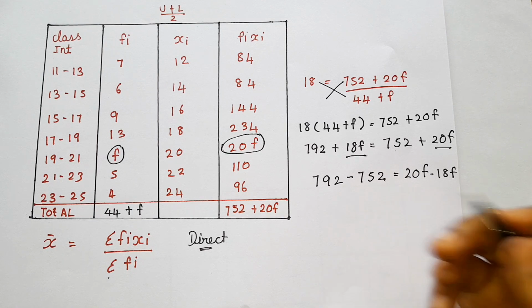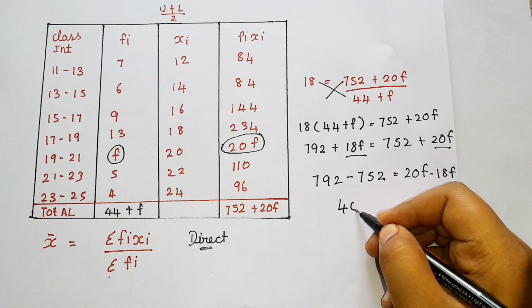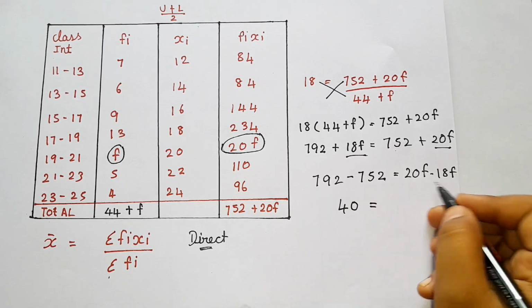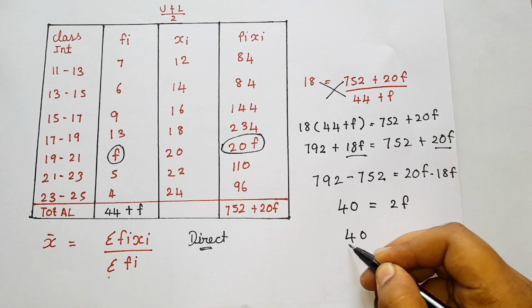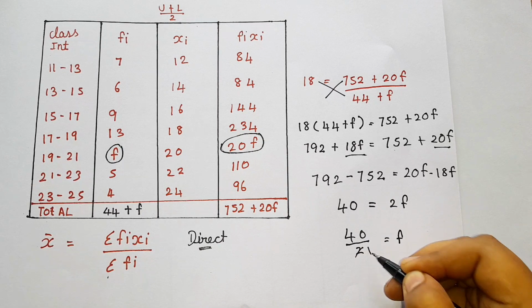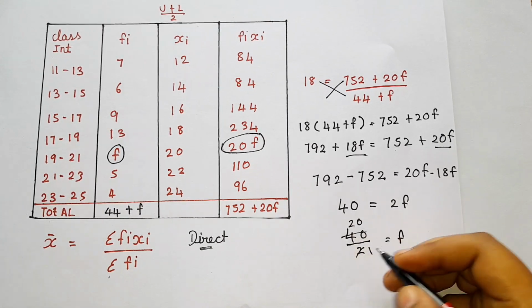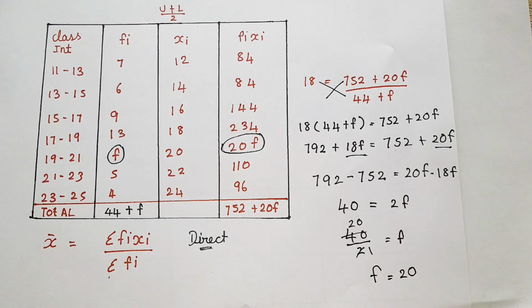When we subtract them, we'll get 40. So 40 is equal to 2F. So 40 divided by 2 is equal to F. Cancel: 2 ones are 2, 2 twos are 4, 0. So what is the F value? The F value is 20. So this is the answer.